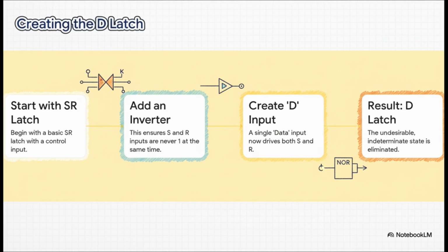By adding an inverter that links the set and reset inputs, they made it physically impossible to send a 1 to both at the same time. If one is 1, the other is forced to be 0. Just like that, the fatal flaw is designed right out of the circuit.